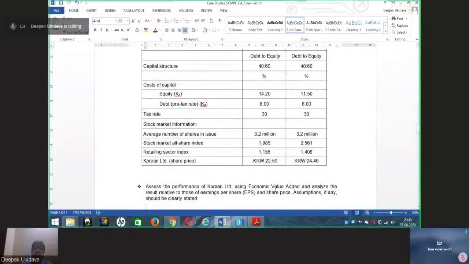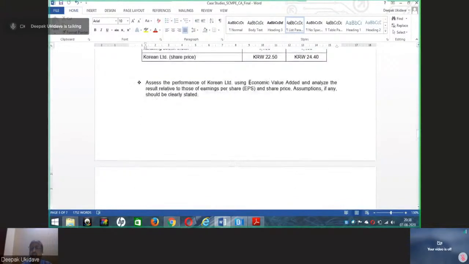What is the question? Assess the performance of this company using EVA, economic value added, and analyze the results. So that is very important. Analyze the results relative to those of earnings per share and share price. So this I am highlighting. This is the requirement. You have to calculate EVA. That is also the requirement. And you are allowed to make suitable assumptions.